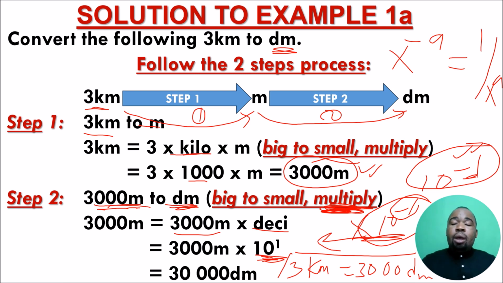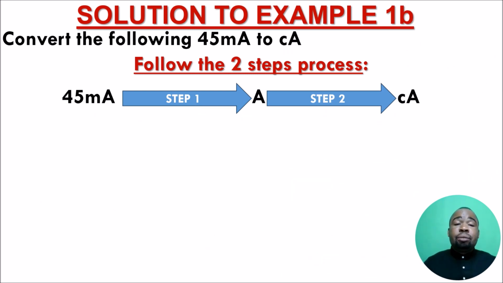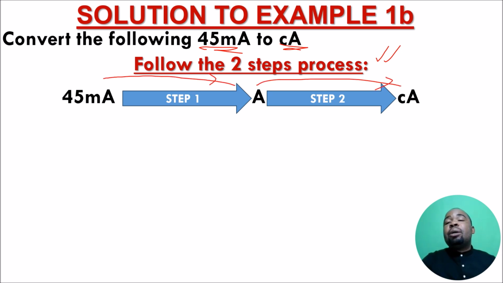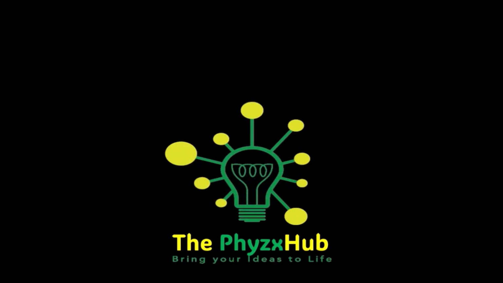decimeters. Now I'm going to give you this question where you're going to convert 45 milliamps to centiamps. Follow the two-step process. Convert milliamps to amps, convert amps to centiamps. After the break, I'll give you the solution. Enjoy the practice.